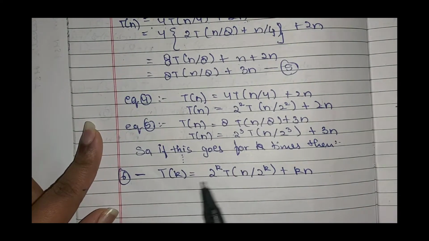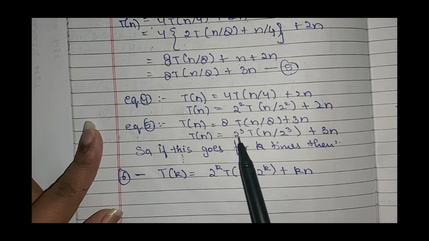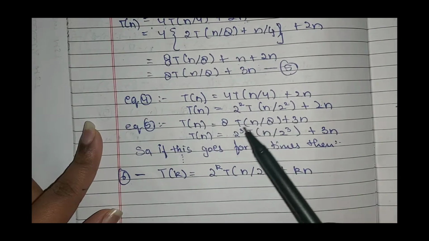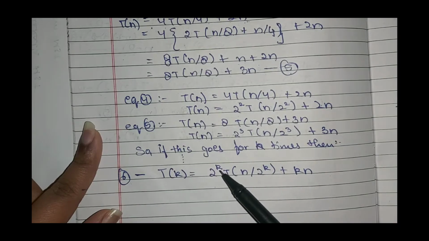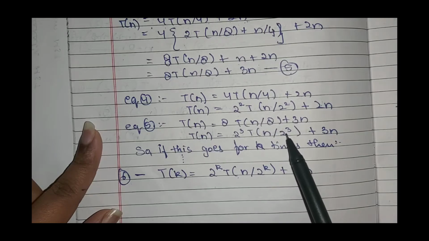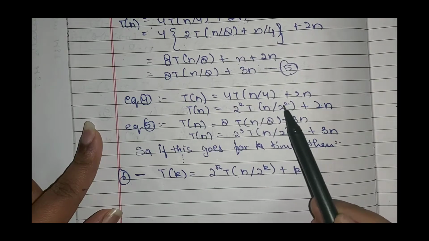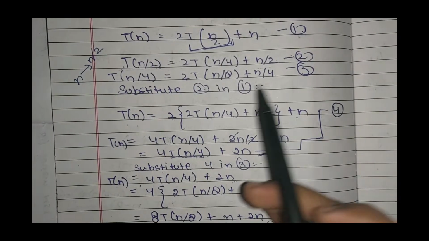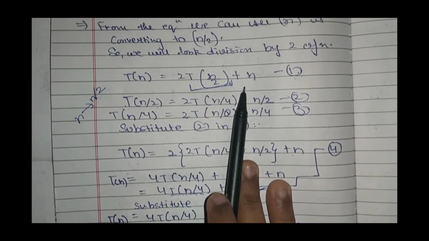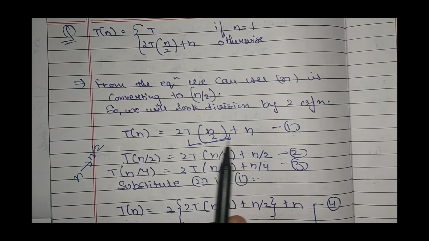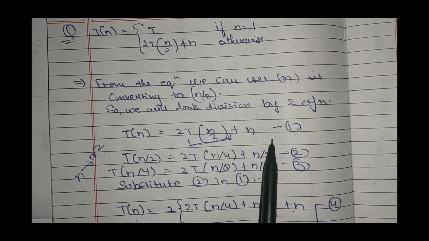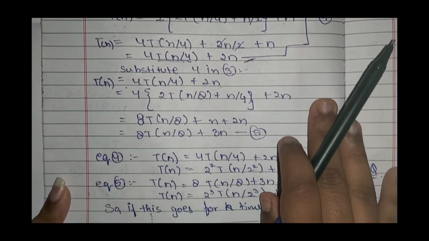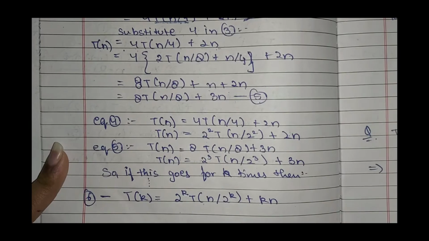So the sixth equation can be T(n) = 2 power k, because we are moving k times, T in brackets n divided by 2 power k, plus kn. So this is the generalized form for the given equation that we are solving, right? If we move k times for the equation, we'll get this particular thing.